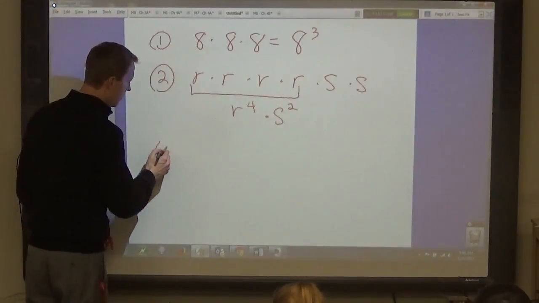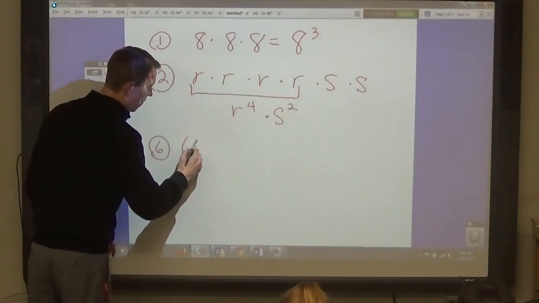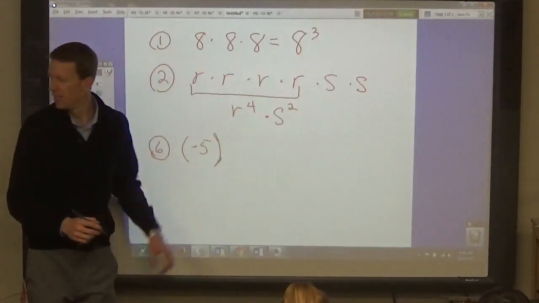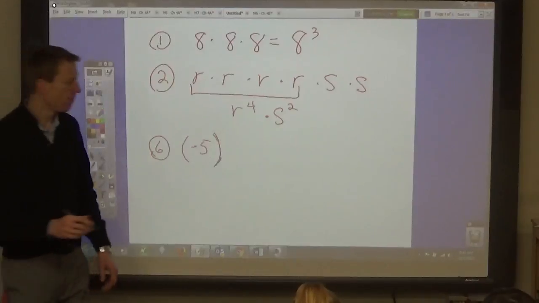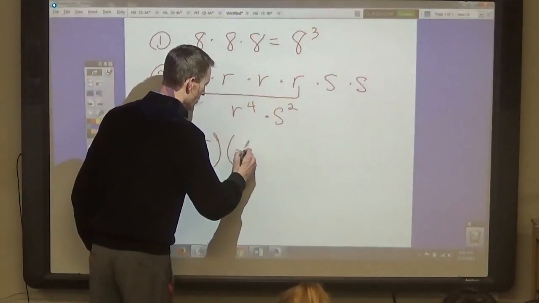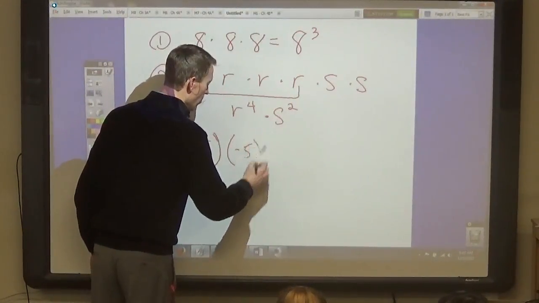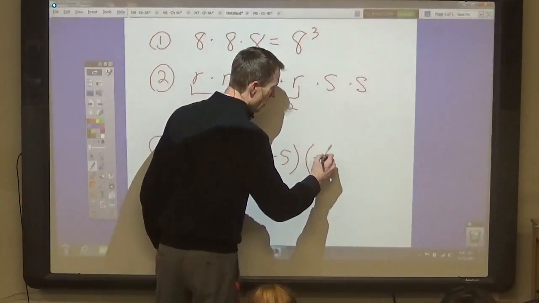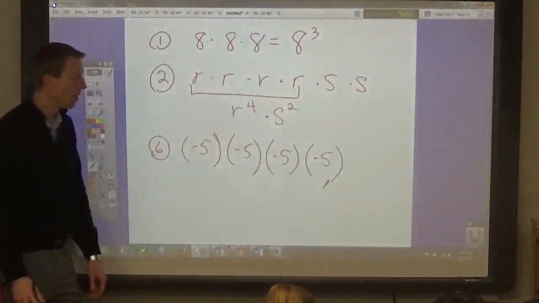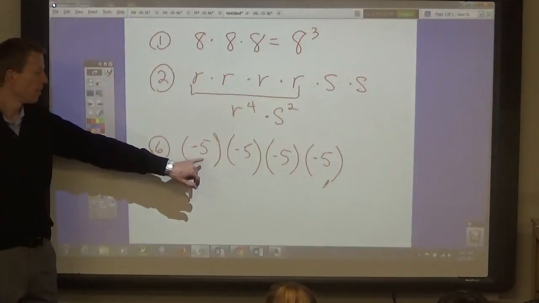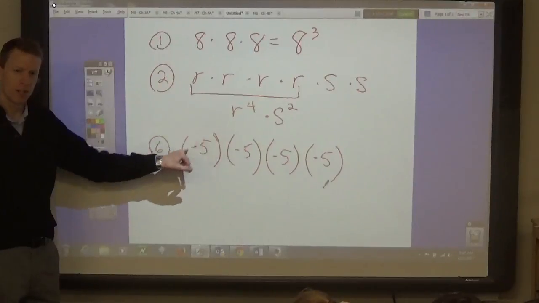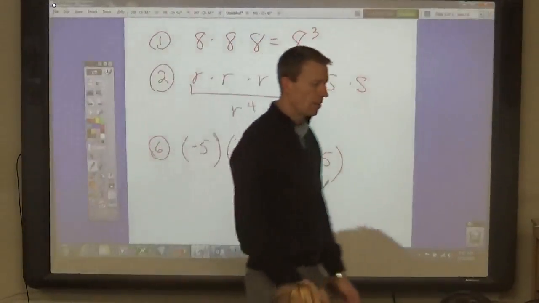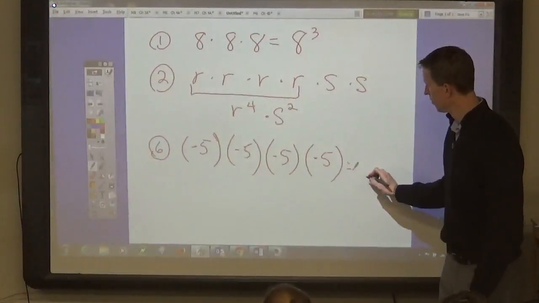Now, skip to number 6. -5 times -5 times -5 times -5. How do you write that correctly so that the negative sign goes with the power as a part of the power? How do you have to write that? -5 to the fourth power.